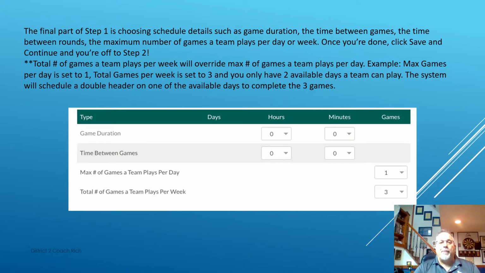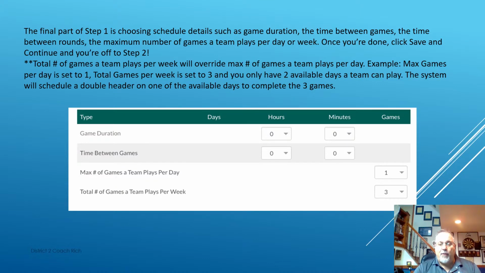All right. The final part of step one is choosing the schedule details such as how long do you want the game to last? Do you want them to be 2-hour games? How much time do you want in between games? Do you want 30 minutes? Do you want 10 minutes? And what's the maximum of games per team per day?